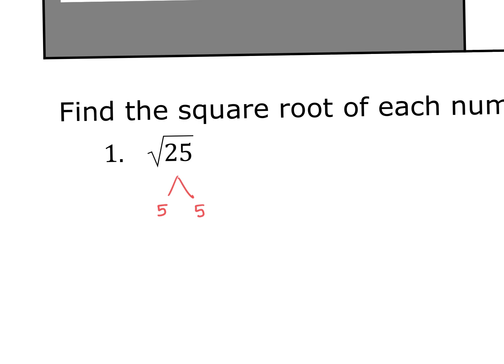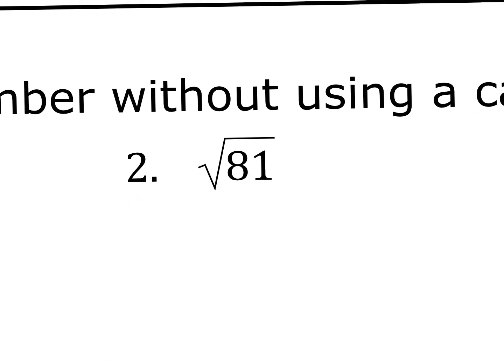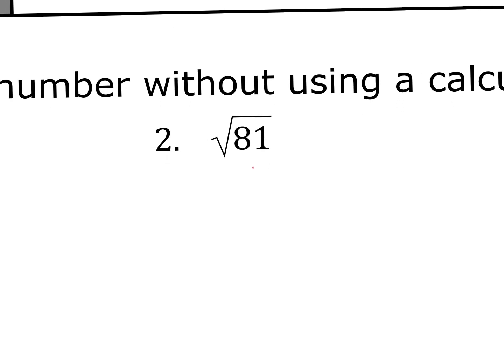Okay, let's look at number 2. I need two numbers that are multiplied together that equal 81, but the numbers have to be exactly the same. And I know 9 times 9 equals 81.